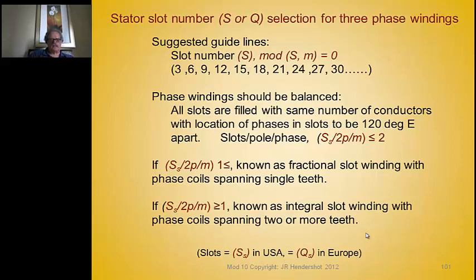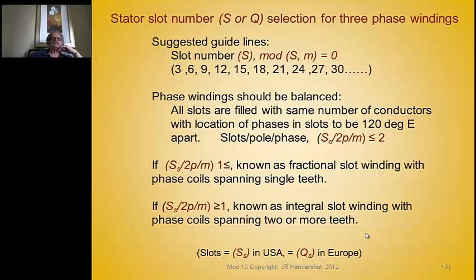So a fractional slot winding usually has the coils spanning a single tooth or maybe two teeth or maybe even more. A fractional slot winding can even have a coil spanning more than two teeth. You might have cases where one pole has one coil per pole per phase, and another pole might have two coils for that pole. But that two-coil pole has to be 120 degrees apart for every phase for it to be balanced.